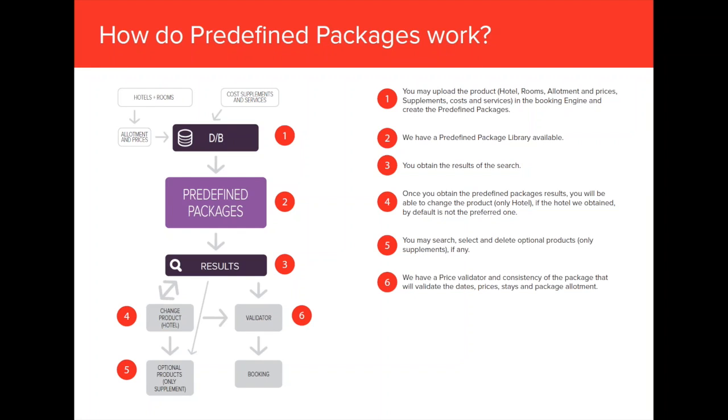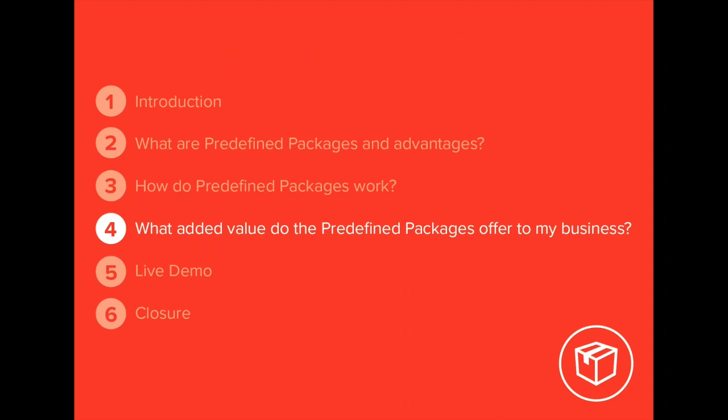6. We have a price validator and consistency of the package that will validate the dates, prices, stays, and package allotments. Notice that the validator ensures that the selection made by the customer is correct and the system allows you to proceed with the booking. And the last step, but not the least, you will confirm the package booking and the allotment assignment. Great. Let's move to the next point.